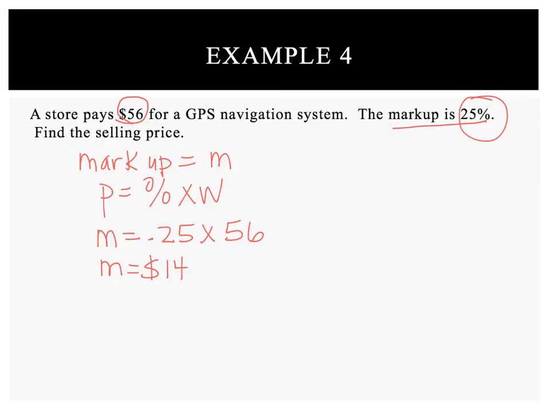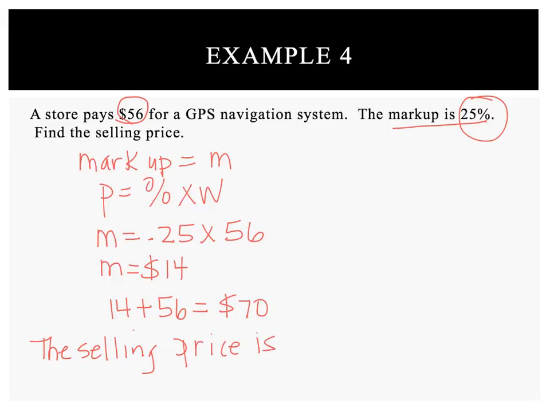Now I have to add the markup to the cost, and I get $70. So what that means is the selling price is $70 for the GPS. And that's my final answer. Complete your OYO problems and bring any questions to class tomorrow.